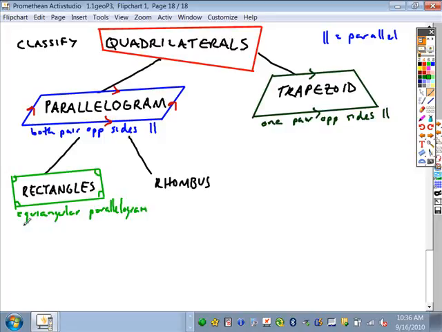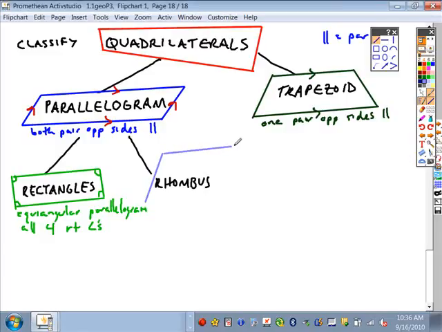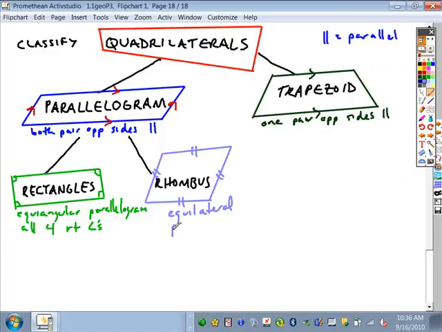All 4 angles are right angles. A rhombus, on the other hand, is 4 equal sides. So if you have a figure in which all 4 sides are equal to each other, you're looking at an equilateral parallelogram, or 4 equal sides.